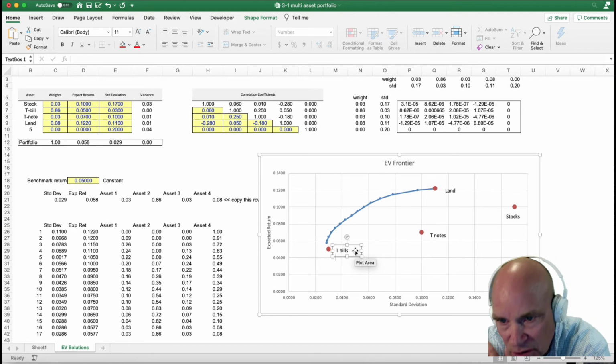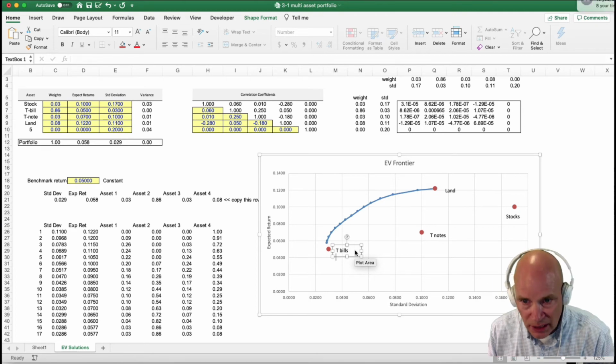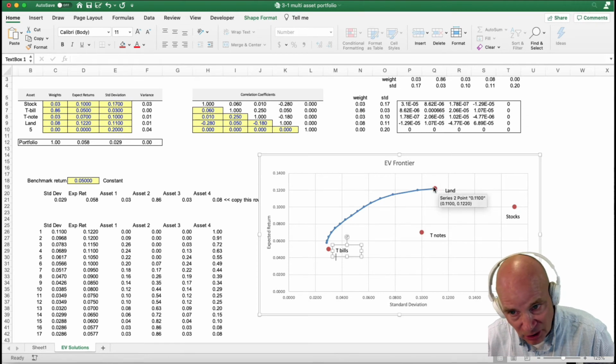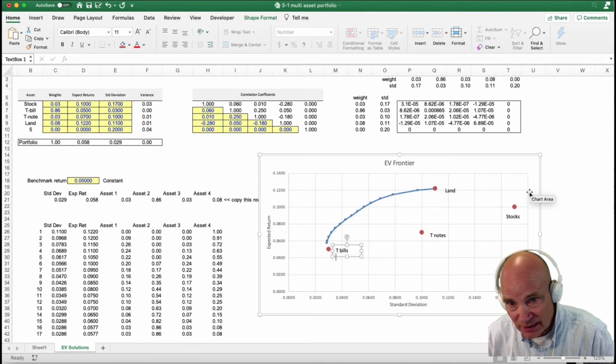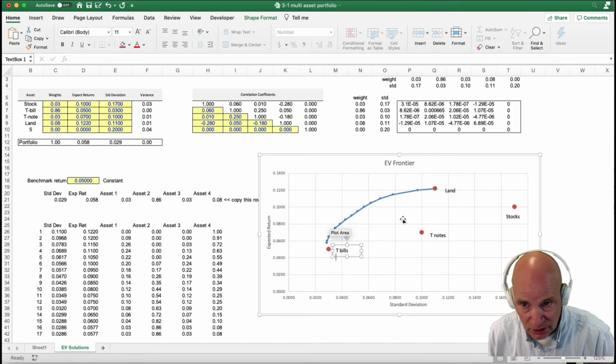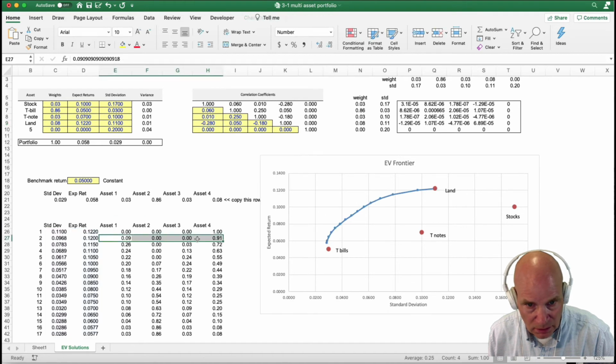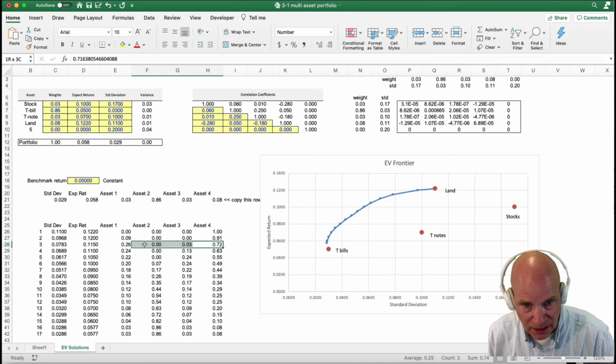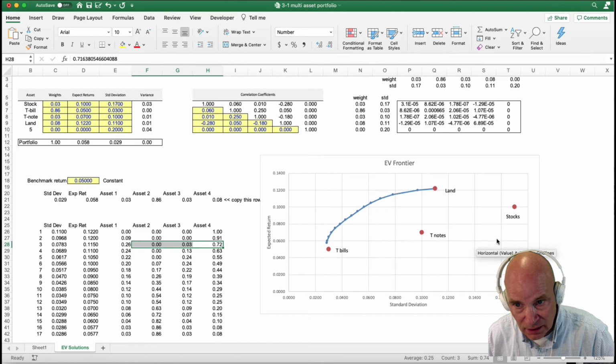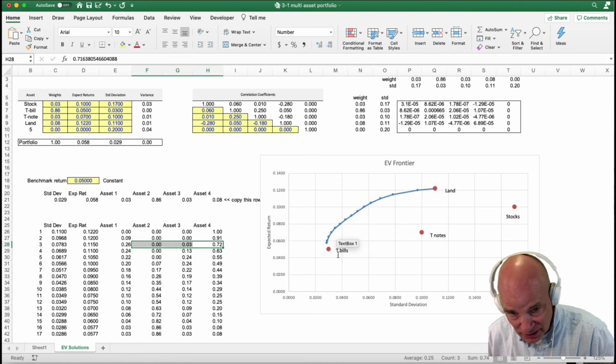Now, I want you also to notice something here. Except for land, you would never hold any of these other assets 100%. Look at our portfolios. Here's our second portfolio. It's right here. 91% land, 9% stocks. Keep going down. None of these assets are held by themselves. They are off the frontier.